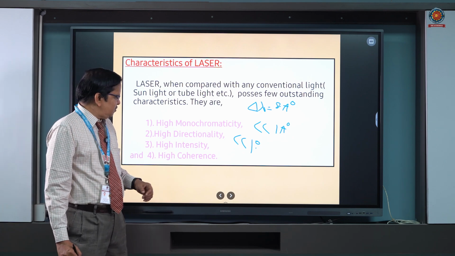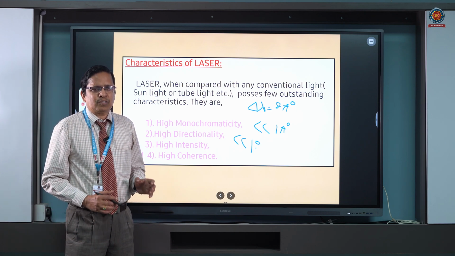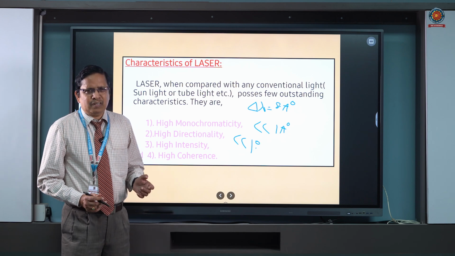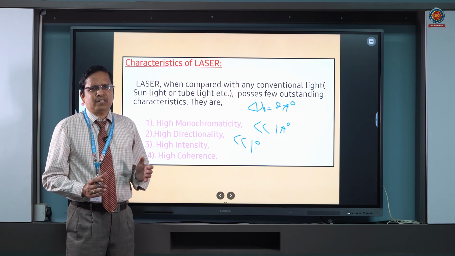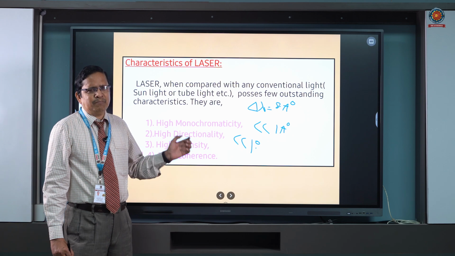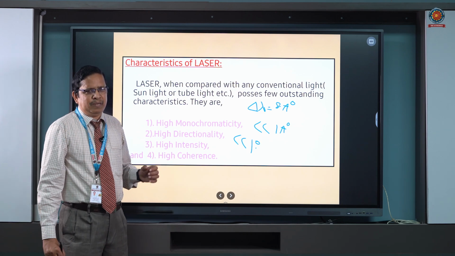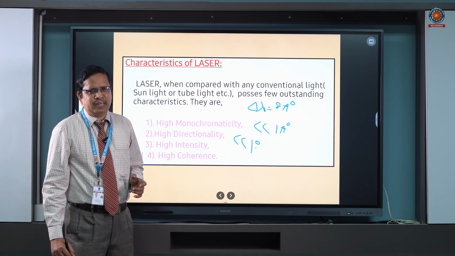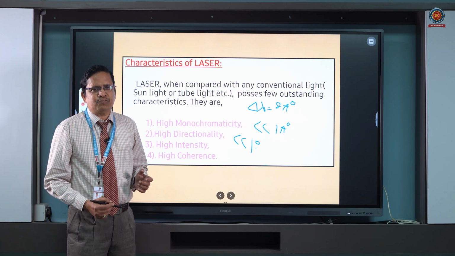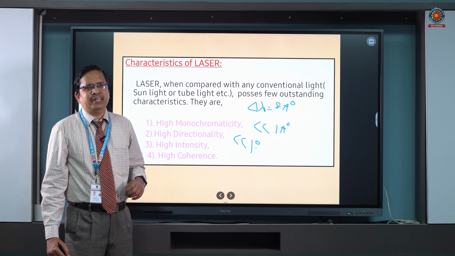The third property is intensity. We know that intensity is defined as the total energy of photons passing through unit cross-sectional area per unit time. In case of an ordinary light source, the number of photons passing through unit cross-sectional area will be very small, therefore the intensity will be very low. At the same time, the intensity will decrease as we go away from the light source. But in case of a laser beam, the number of photons passing through unit cross-sectional area will be very high, and it will be constant as we go away from the light source. That is why we say that laser has very high intensity.